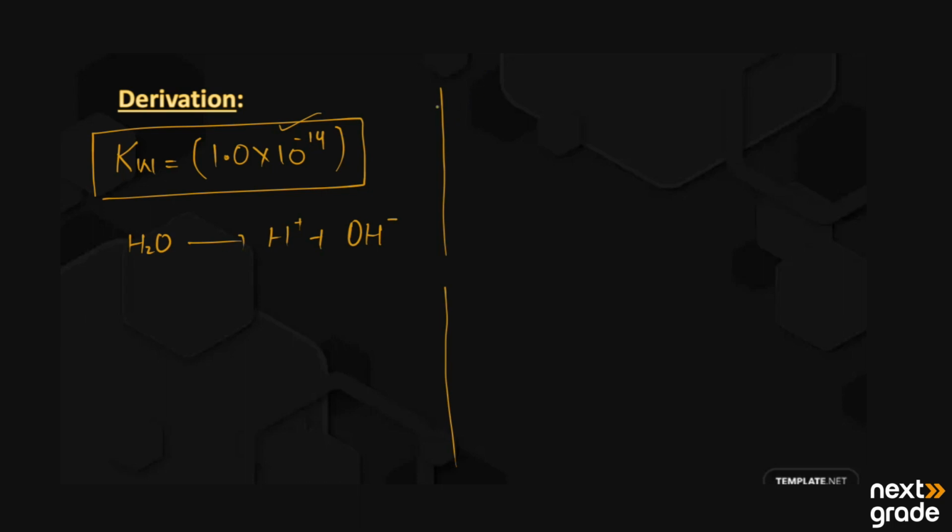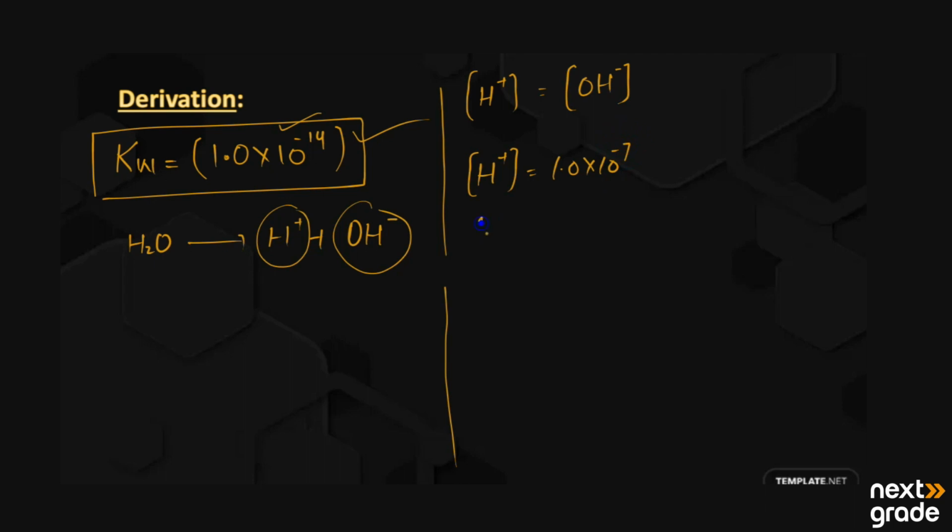We can also find the concentration of H+ and OH- ions from this. And how can we find this? We know that the H+ concentration is equal to the concentration of OH- ions. So we can put H+ as 1.0 × 10^-7, and the molar concentration of OH- is also 1.0 × 10^-7.